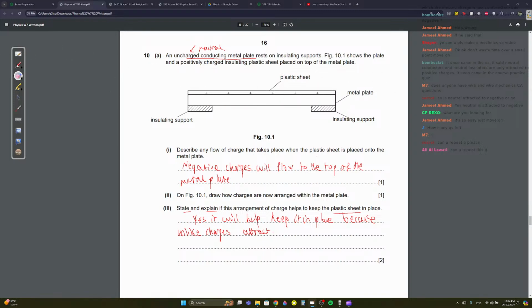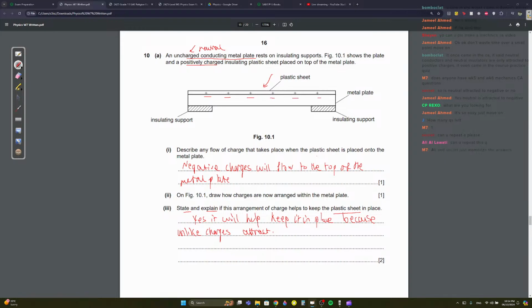Imagine this isn't here. So you have a neutral plate and then you have a positive plastic, right? So you have something neutral and you have a positive object near it. What's going to happen? The positive charges will attract what? It's going to attract negative charges. That's why in the metal plate, the negative charges will flow up to the top of the metal plate.